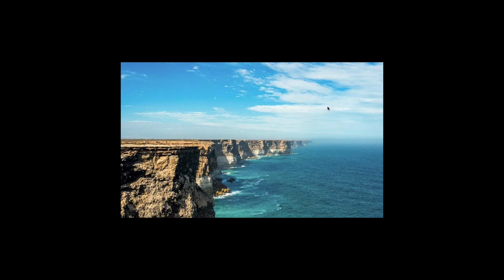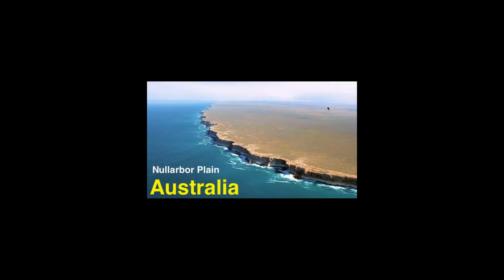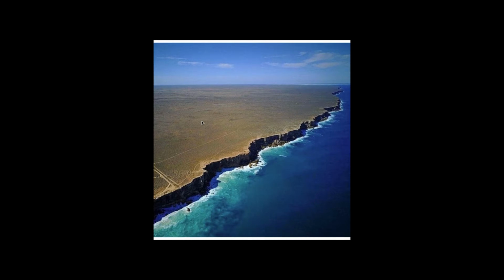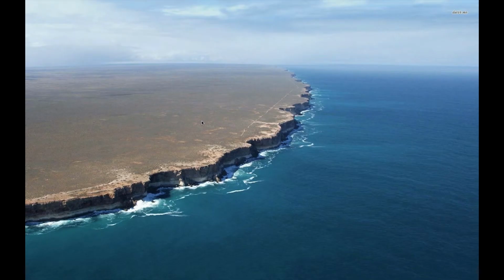This is the Nullarbor Plain in Australia, and it is the largest flat plain in the world. And if I remember correctly, it's about 500 miles from one side to the other. Okay, what can be said about this? It's pretty darn flat, that's for sure.